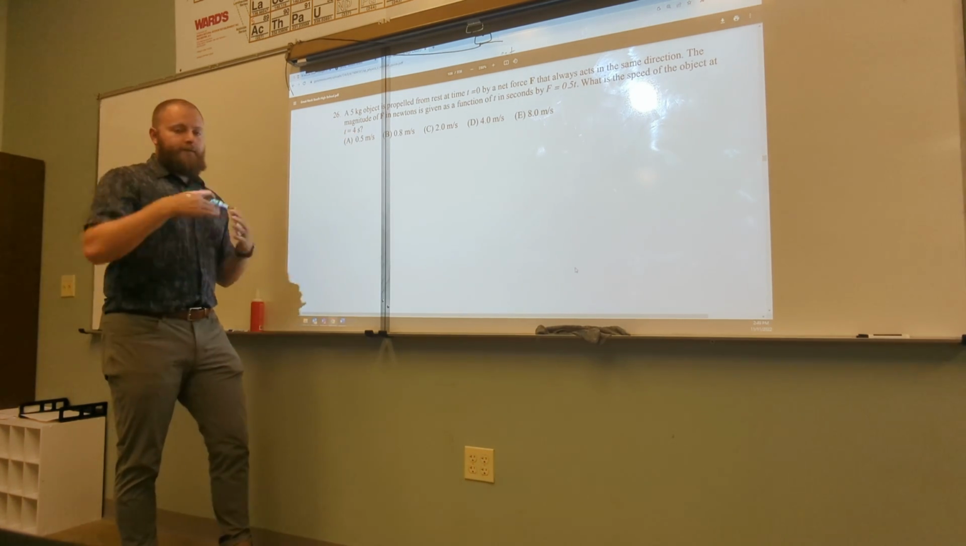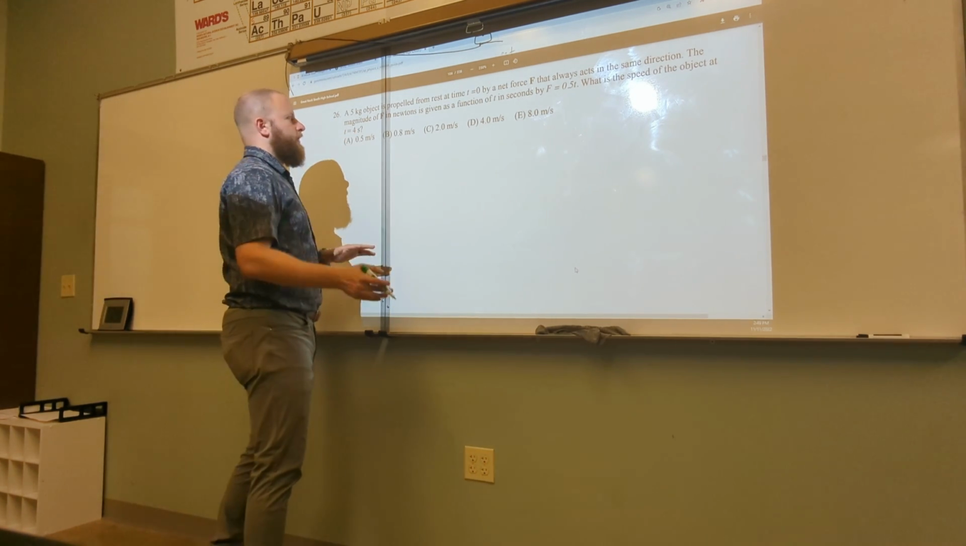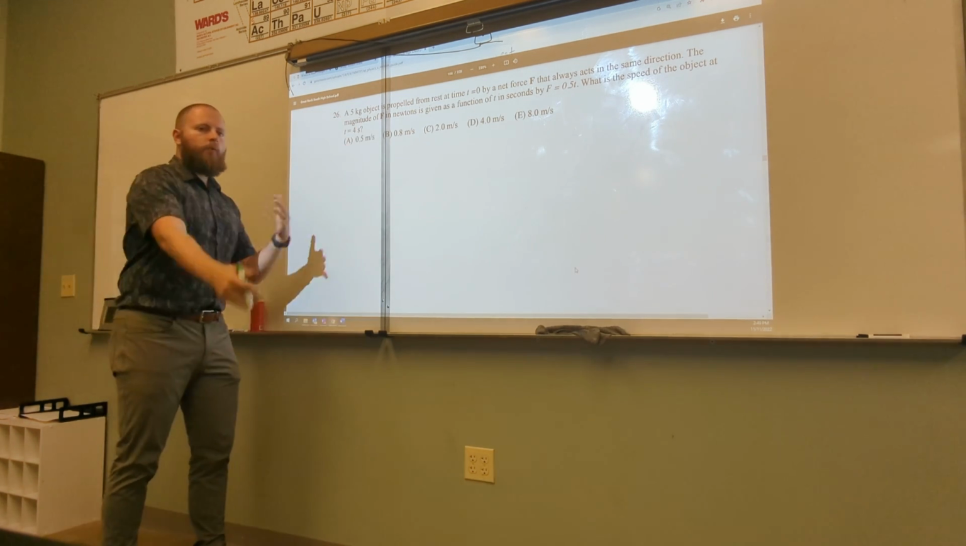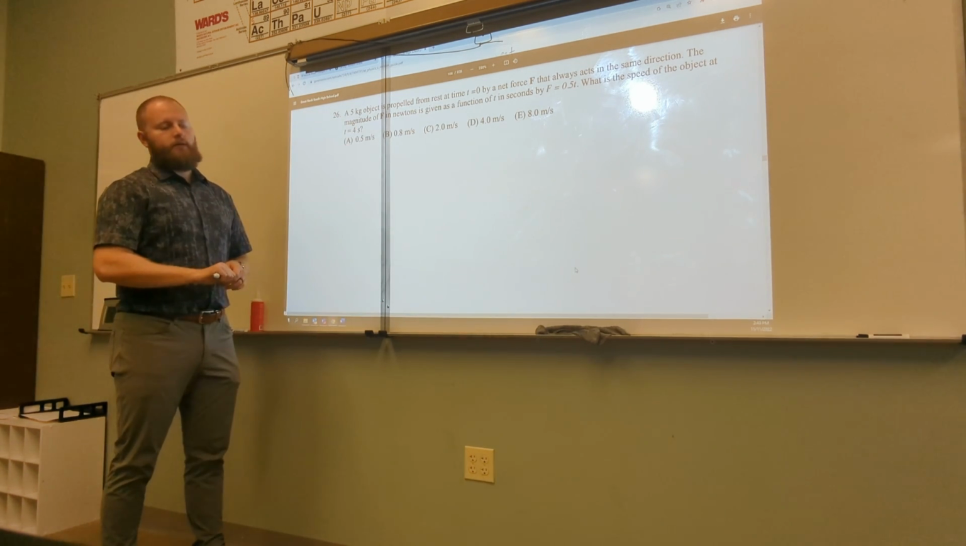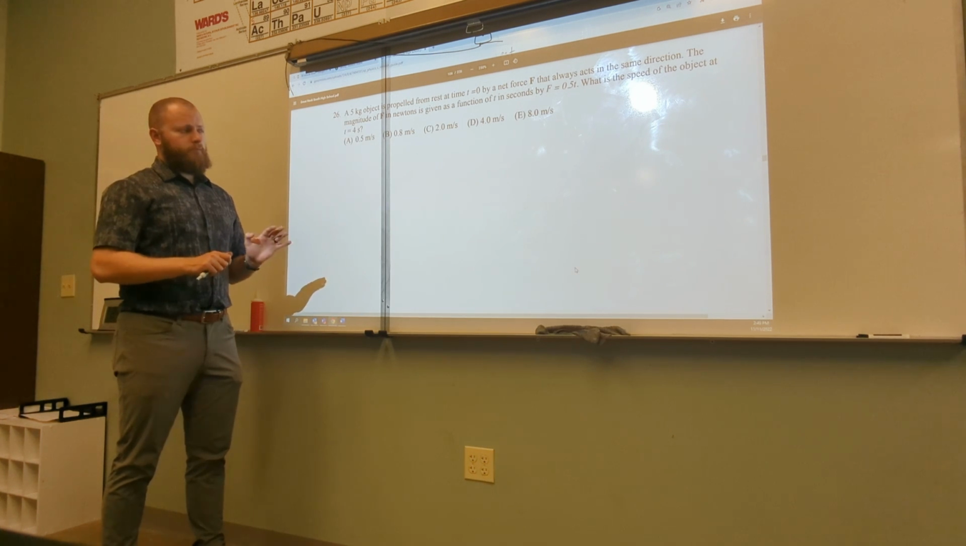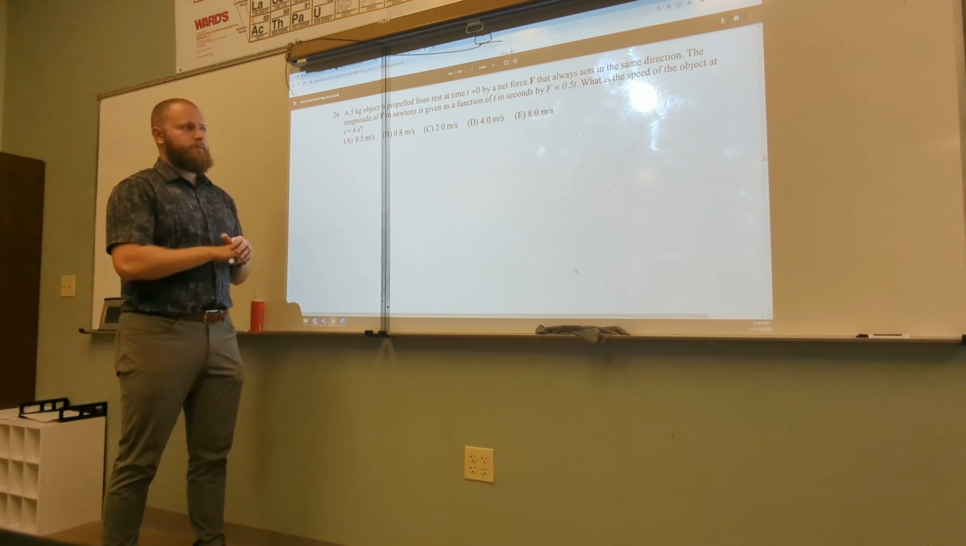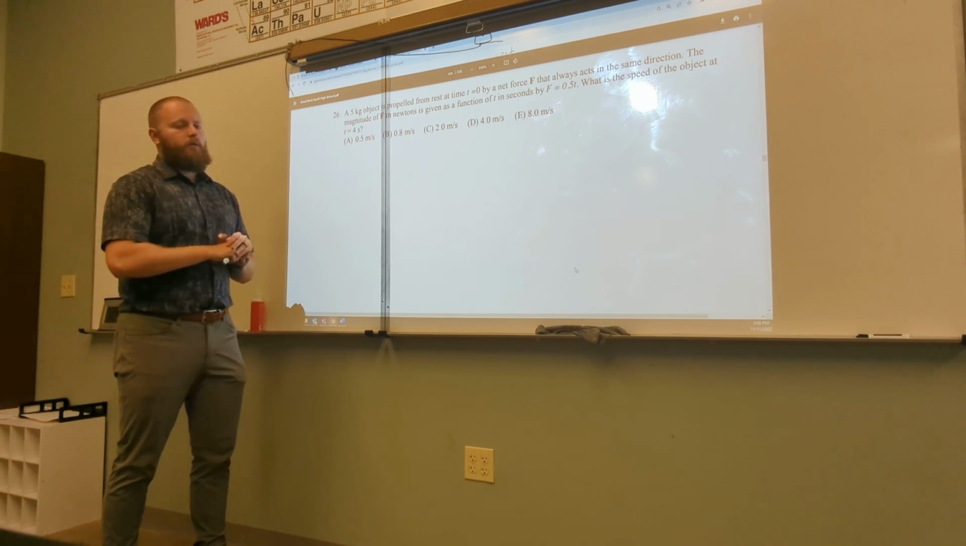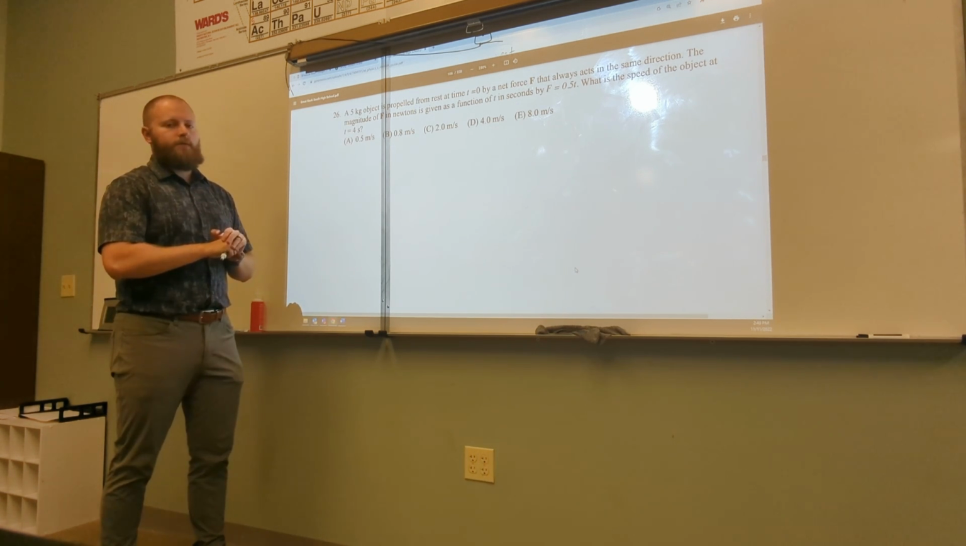Okay, so I have a force. It is acting over a period of 0 seconds to 4 seconds, and I want to know what the speed will be at the end. Now you can just think about this more in kinematics terms. But since this is a momentum unit, what method would you be thinking about solving this?